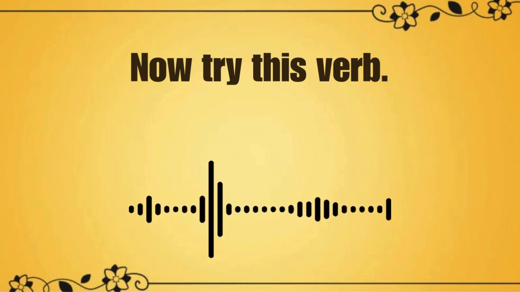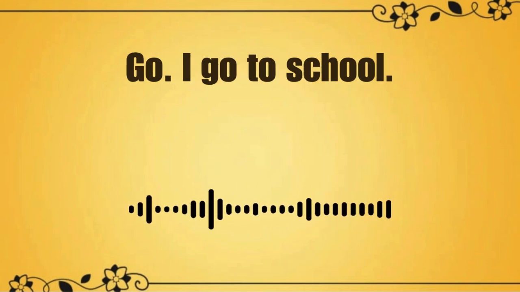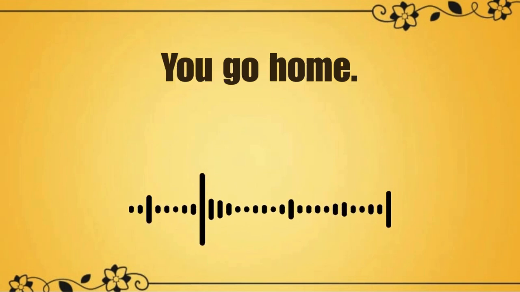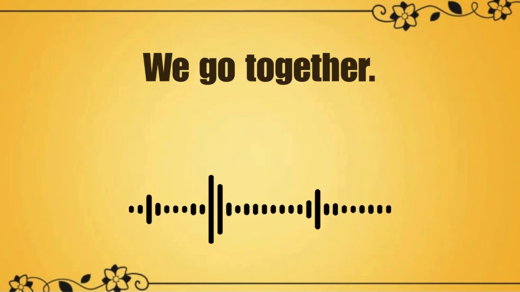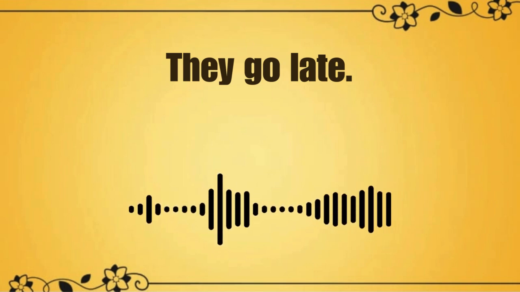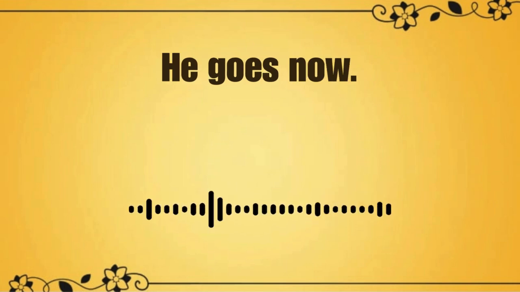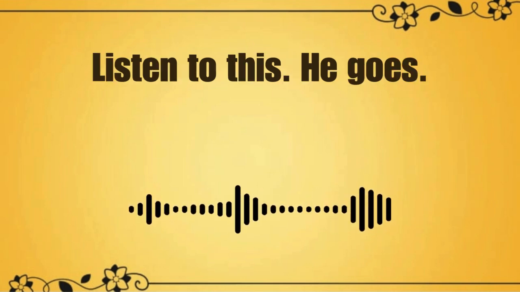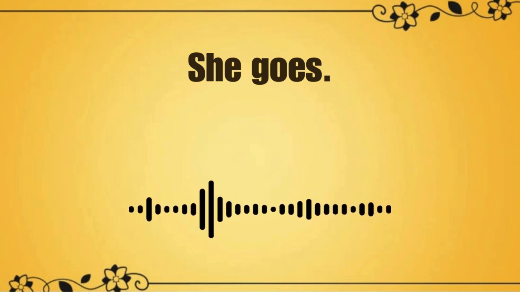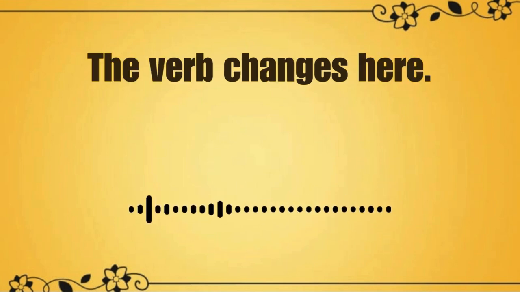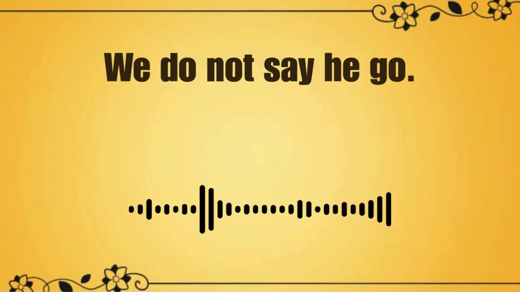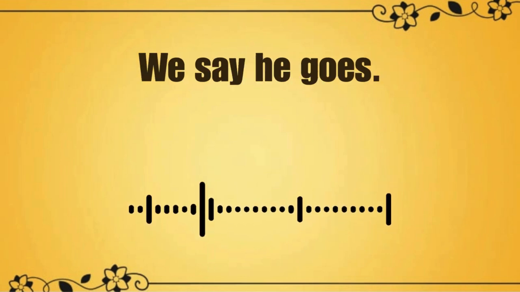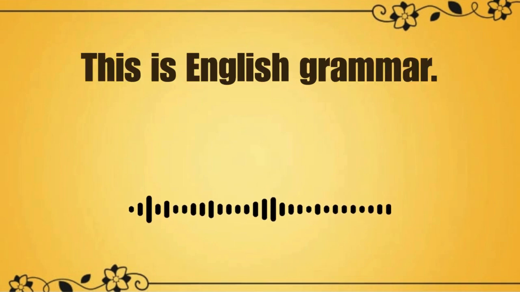Now try this verb. Go. I go to school. You go home. We go together. They go late. He goes now. She goes too. Listen to this. He goes. She goes. The verb changes here. We do not say he go. We say he goes. This is English grammar.